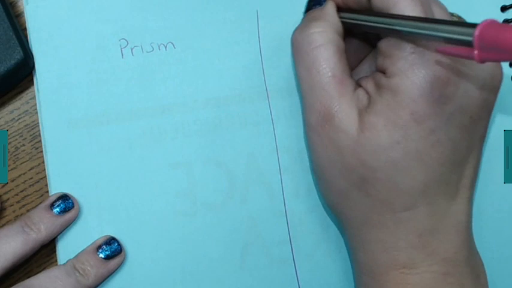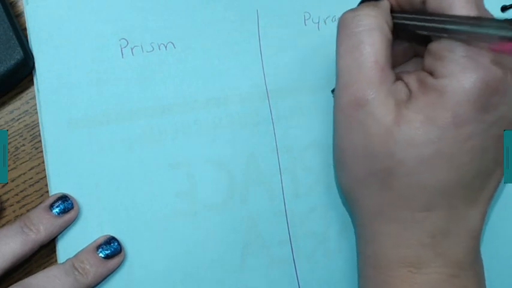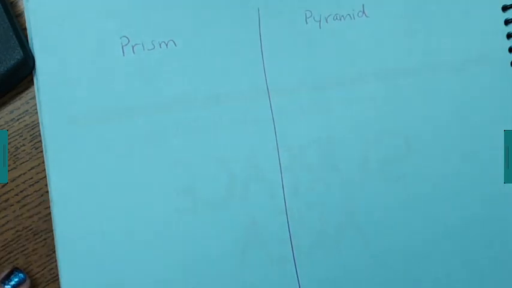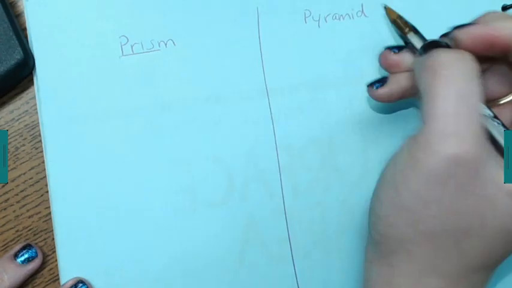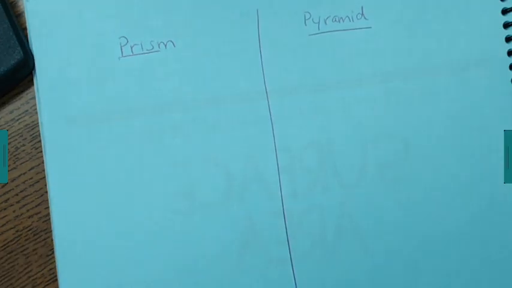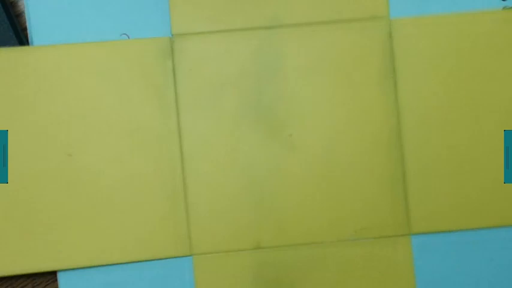Prism, pyramid. Does the line have to go straight to the middle? It doesn't have to, no. We're not going to take up all the space. Okay, so prisms. Prisms look like this. Okay, these are two different prisms.